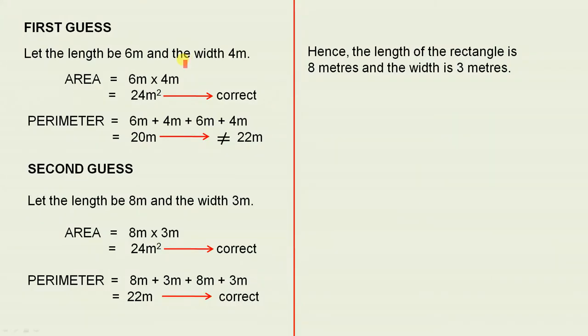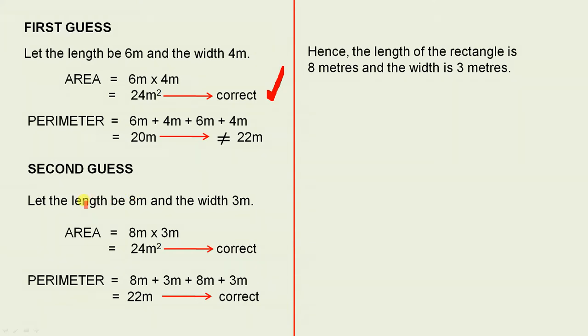First guess. Let the length be 6 meters and the width 4. 6 meters by 4 meters is 24 square meters. That is correct. So the area is correct. But let's look at the perimeter. 6 plus 4 plus 6 plus 4, that gives us 20, but that does not equal 22. So those two answers are not correct. So 6 and 4 are not correct.